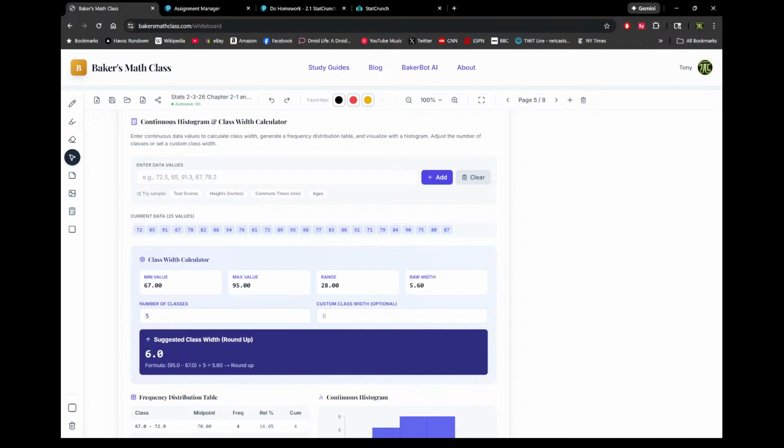Any of the calculators I'm using, these are all on my website. You can use these to do your homework. So if StatCrunch isn't working for you, you can throw the data right into these if you just copy and paste it.